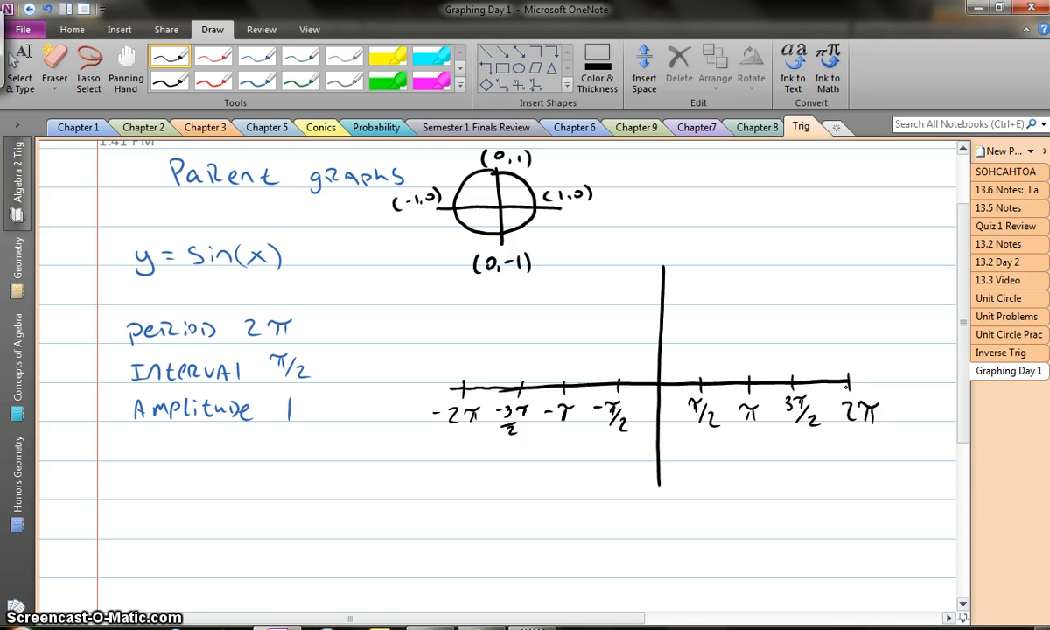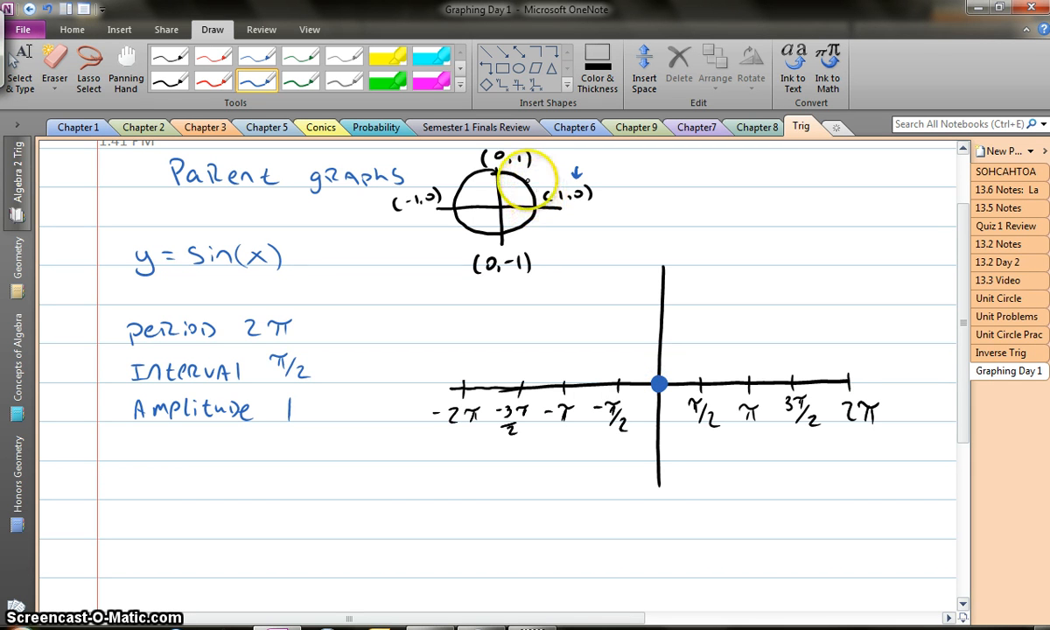So let's say we wanted to graph the sine of x. Now, let's look at this. The sine of x. Sine is focused on our y values, remember. So what is my y value? Here, my y value is 0. So a sine graph starts at 0.